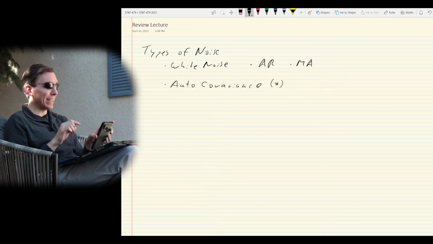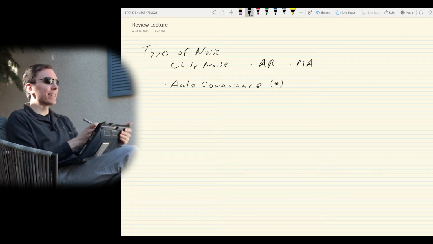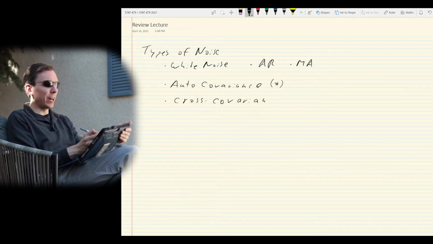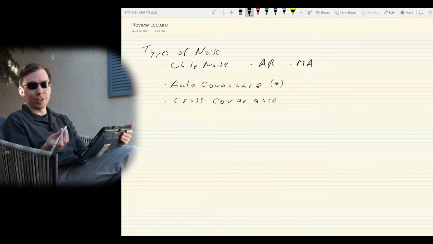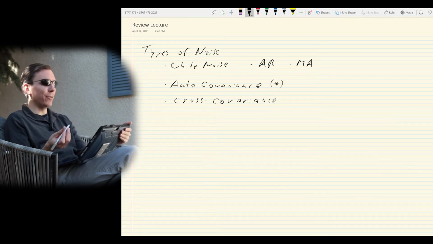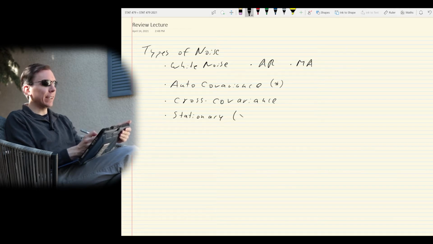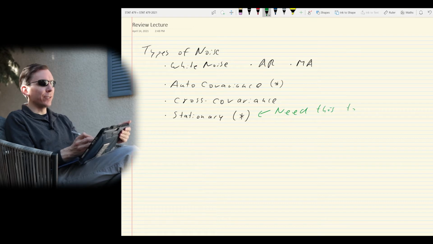But we also did talk about the idea of cross-covariance and stationarity. So again, if we have two time series, which is very common in practice, we might be interested in cross-covariance, how the two vary or are correlated with each other. And then we spent a lot of time talking about stationarity. And stationarity is another key thing in this course because we need this to do statistics.